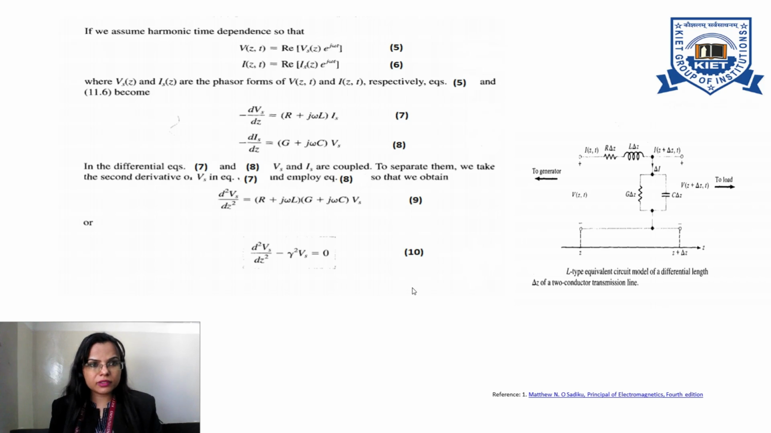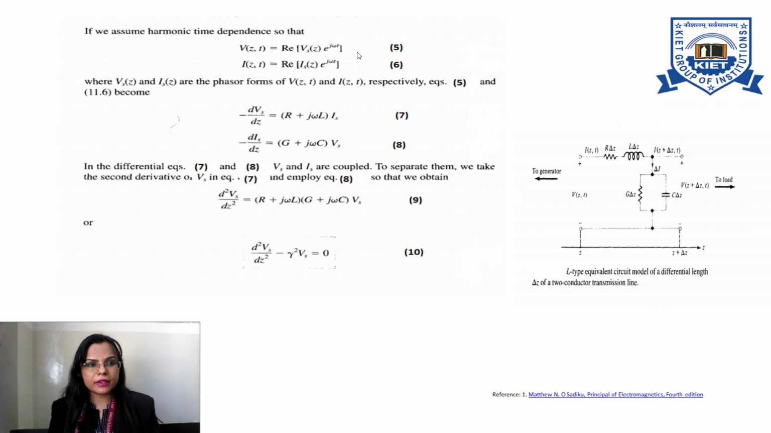Now, we will assume harmonic time dependence, so that V(z,t) equals the real part of V_s(z) e^(j omega t), and I(z,t) equals the real part of I_s(z) e^(j omega t), where V_s(z) and I_s(z) are the phasor forms of V(z,t) and I(z,t) respectively.